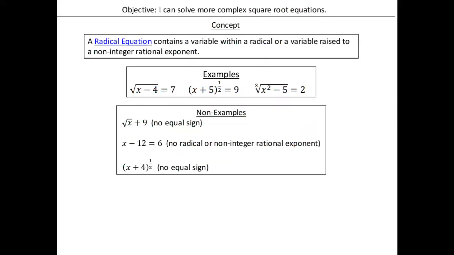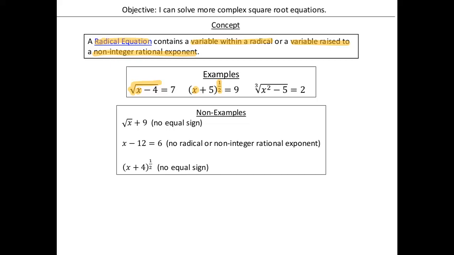All right, so we have our concept slide here. It says a radical equation contains a variable within a radical or a variable raised to a non-integer rational exponent. So we saw this slide the first lesson. It's the same slide. It's just a reminder that our variable has to be under the square root, or our variable has to be raised to a fractional exponent. That's the same as we saw on lesson 1.